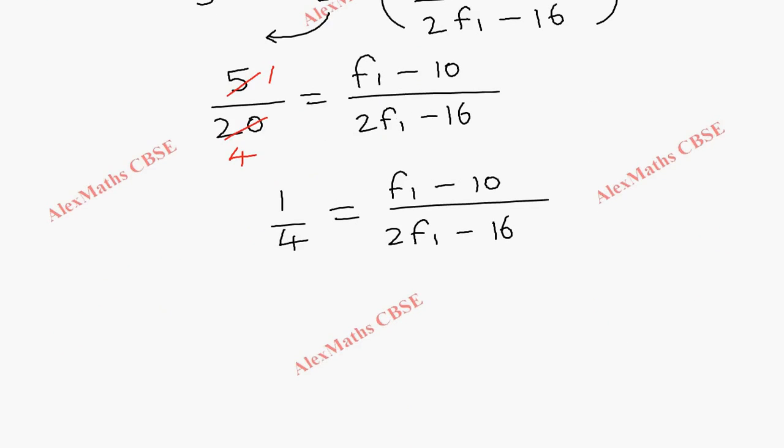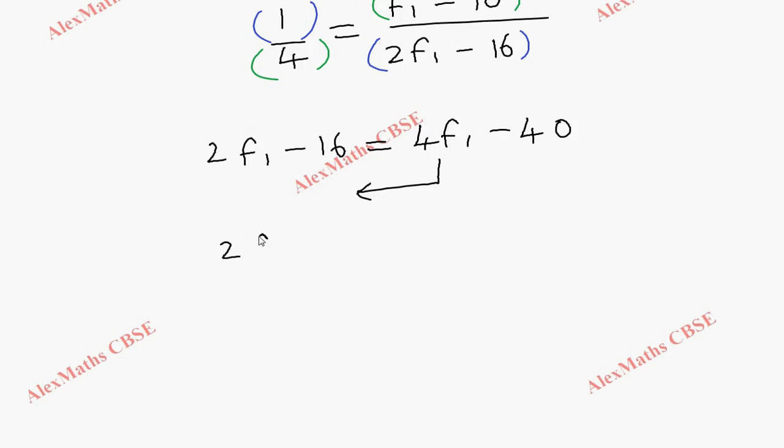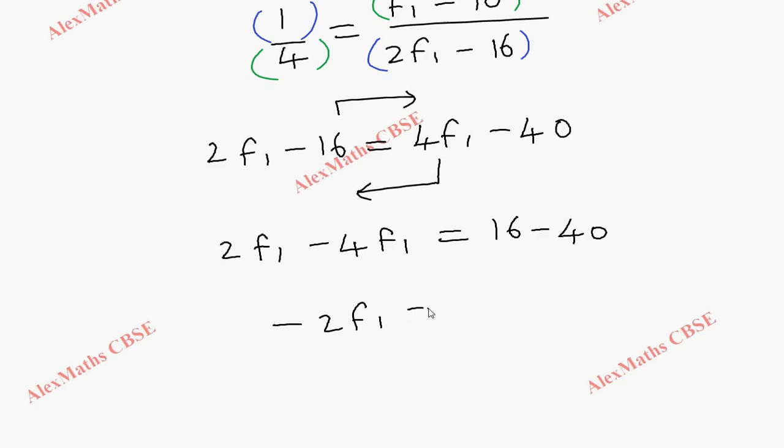We are going to cross multiply this. For that, this entire thing should be multiplied with this 1. So that gives 2F1 minus 16 equal to, and this entire term should be multiplied with 4. So 4F1 minus 40. Let's take this term to the other side. So already we have 2F1 minus 4F1 equal to. Let's take this term to the other side. So it will become plus 16. So 16 minus 40. This is minus 2F1 equal to.